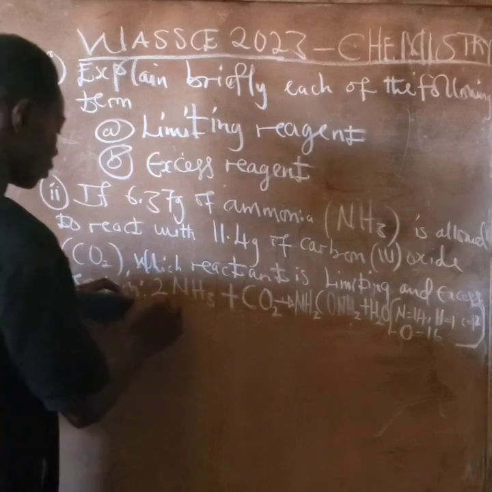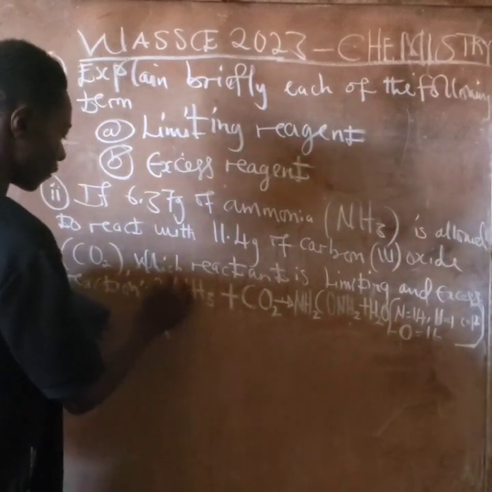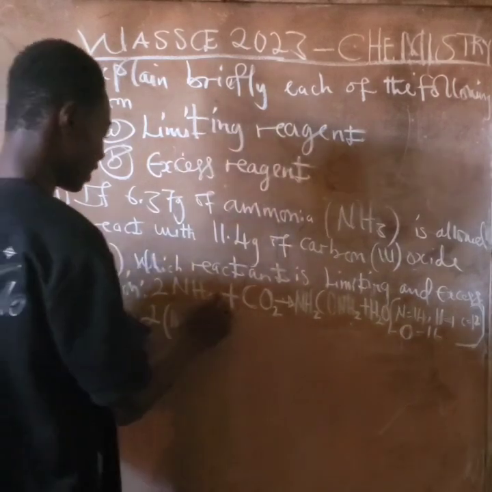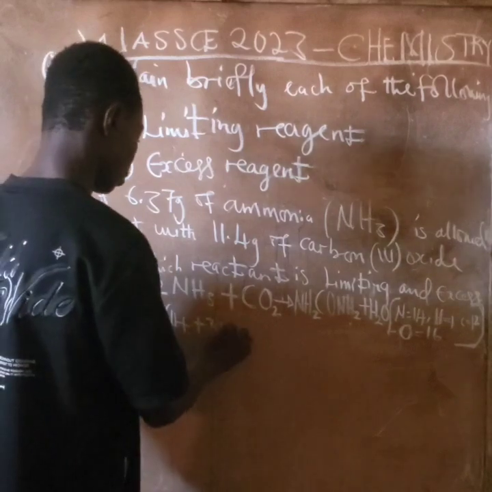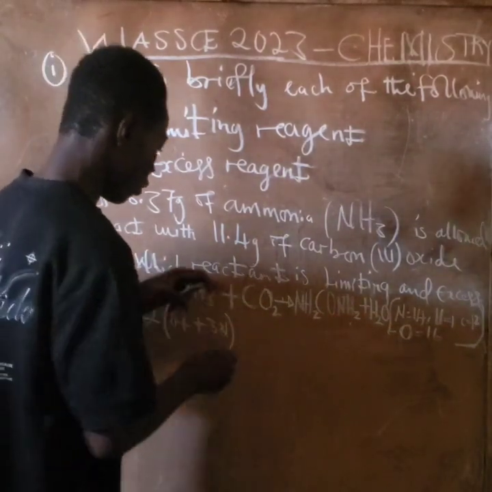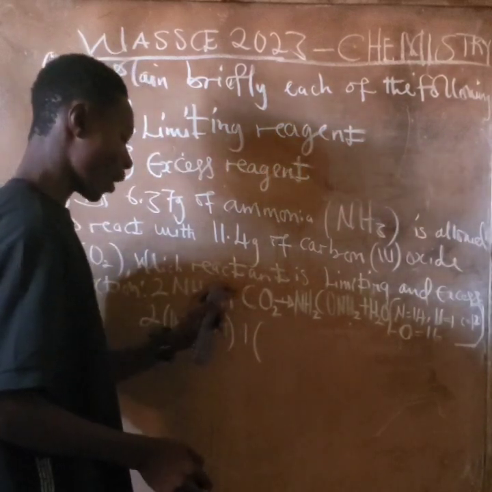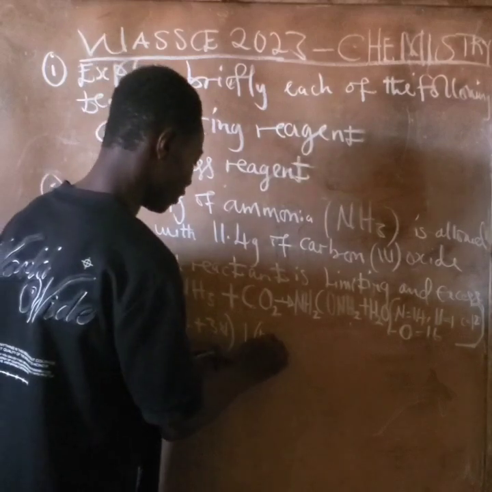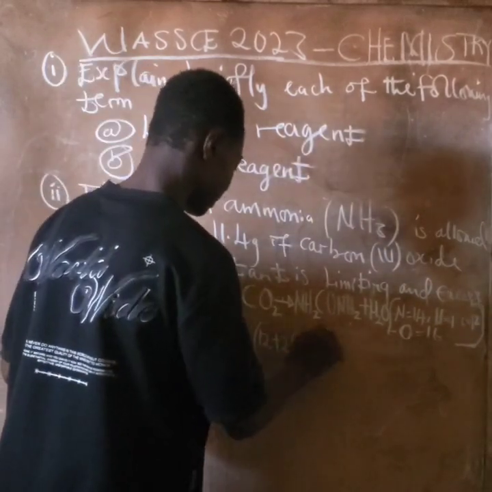For ammonia, we say 2 into the molar mass of nitrogen, which is 14, plus 3 multiplied by the molar mass of hydrogen, which is 1. We move on to carbon dioxide. 1 into, this one is the coefficient of this compound, 1 into the molar mass of carbon, which is 12, plus 2 into the molar mass of oxygen, which is 16.